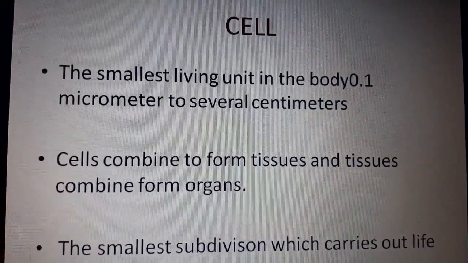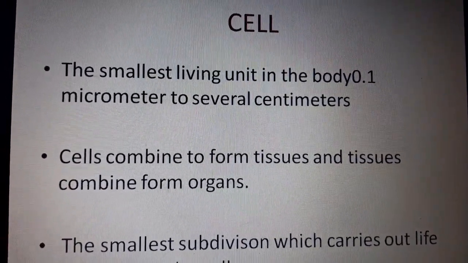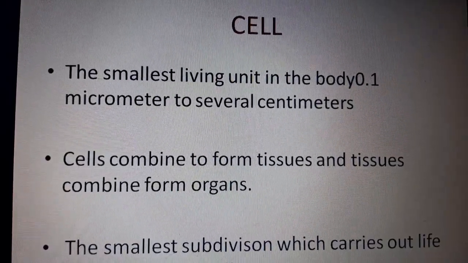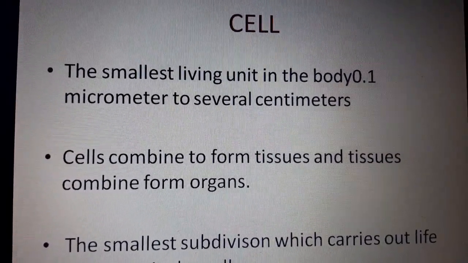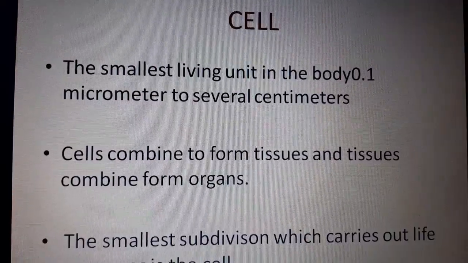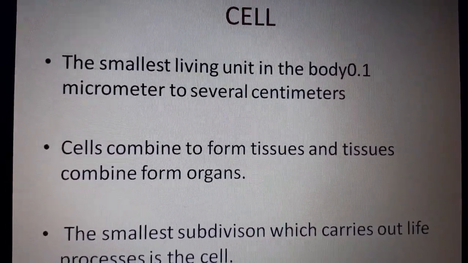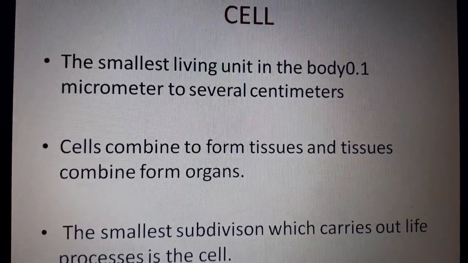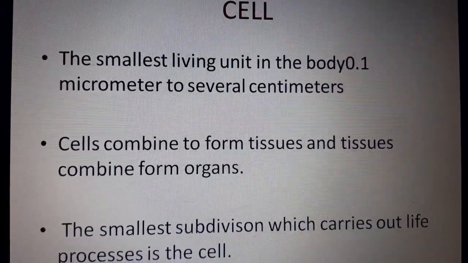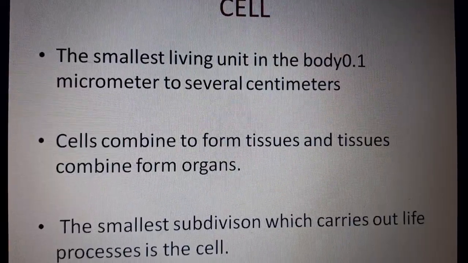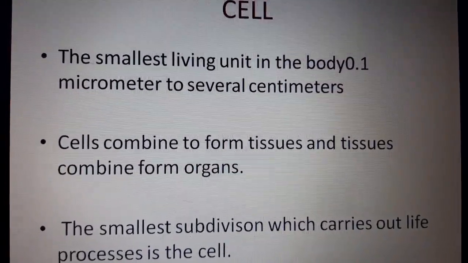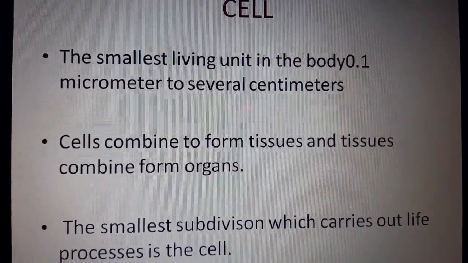Cell, that is the smallest living unit in the body. It is about 0.1 micrometer to several centimeters. It may even range up to 1 meter in case of nerve cell in the human body. Cells of similar structure combine to form tissues, and two or more tissues combine to form organs. Organs further combine to form organ systems.